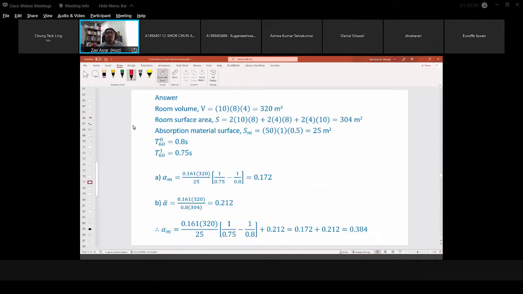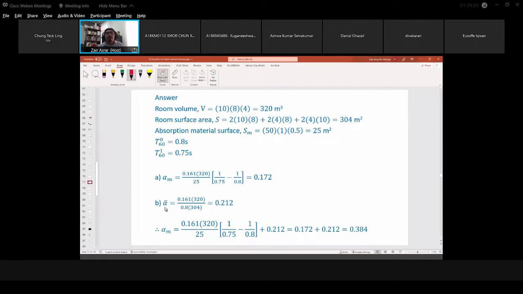Alright, so we can calculate the room volume, the room surface area, and the absorption material surface. Since we have 50 tables, it is 50 times the area of that particular table, so we have 35 meters squared. We know T60 without the material and T60 with the material. If we assume that the table is not covering the surface of the room, the absorption coefficient will use this equation, so we have 0.172.